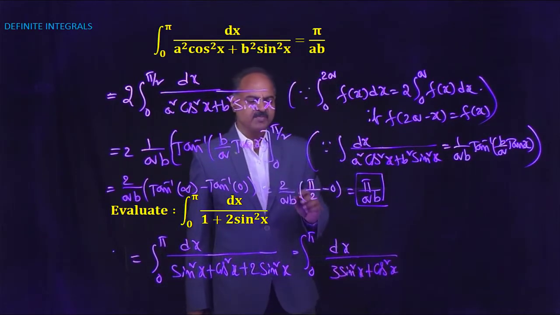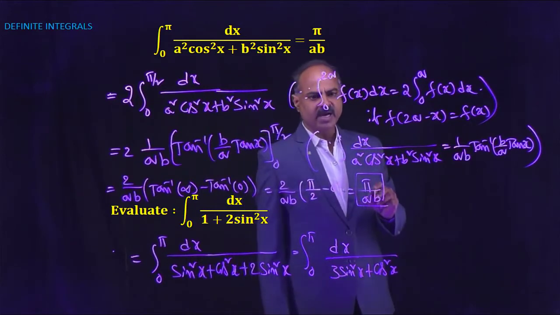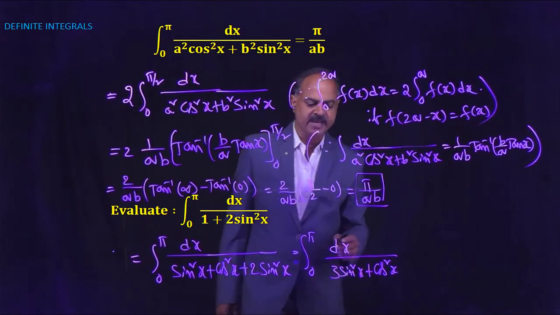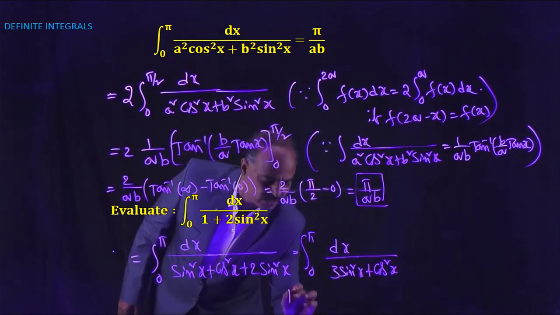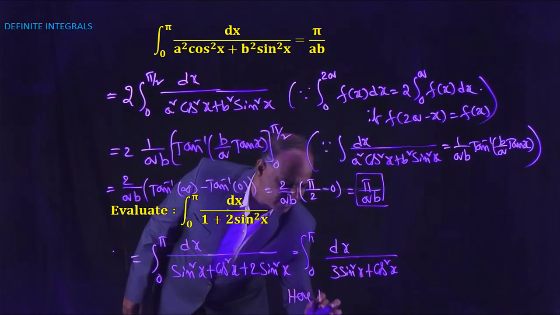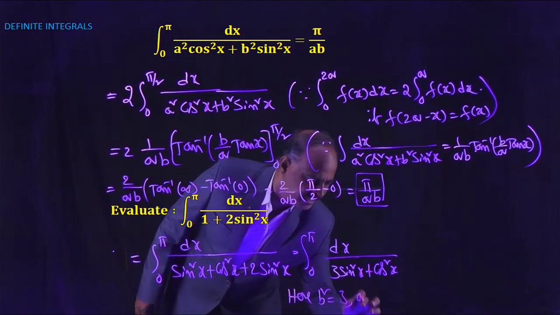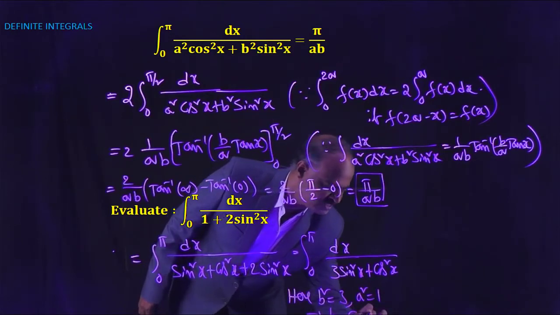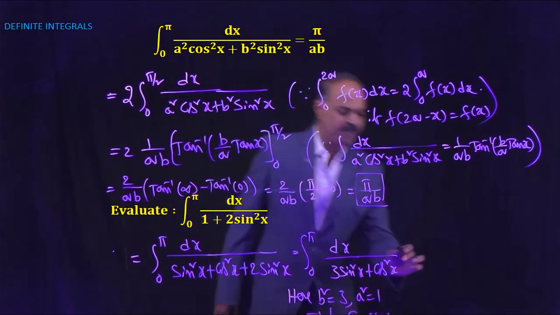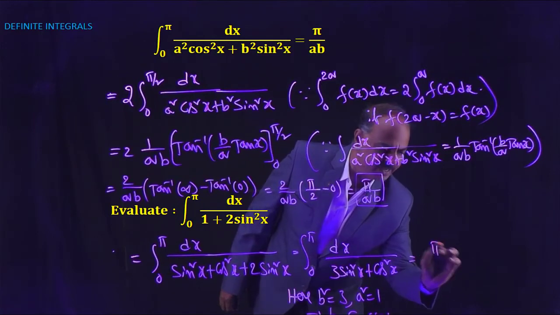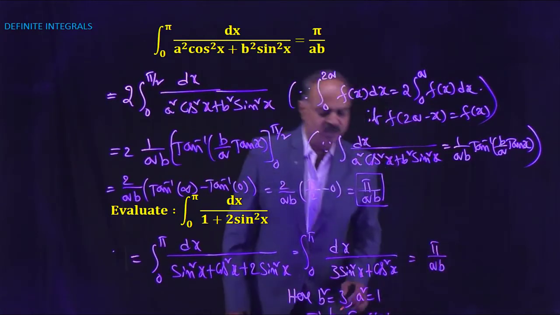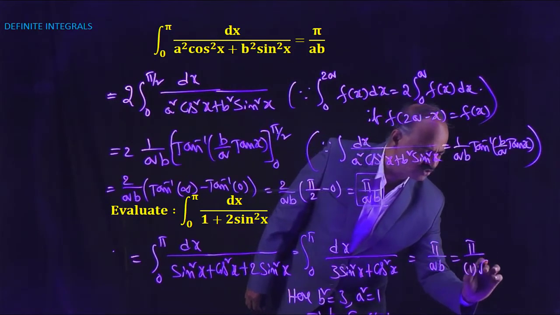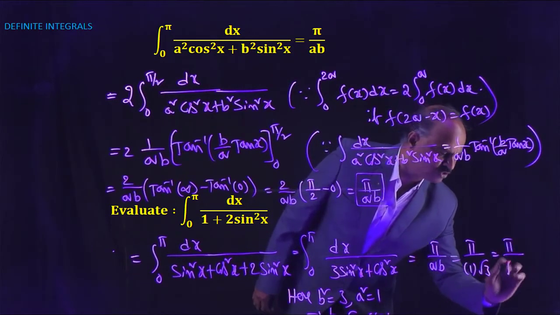We know that integral 0 to pi dx by a square cos square x plus b square sine square x is equal to pi by ab. Here b square is equal to 3 and a square is equal to 1. So this implies b equals root 3 and a equals 1. Formula is pi by ab. So therefore that is pi by 1 into root 3, which is equal to pi by root 3.